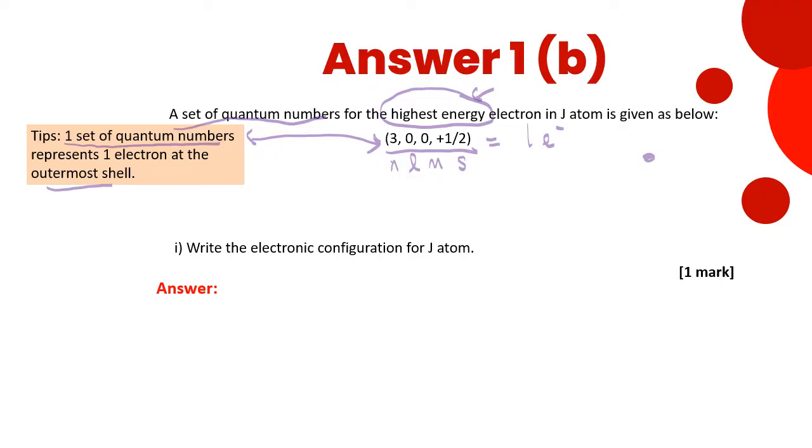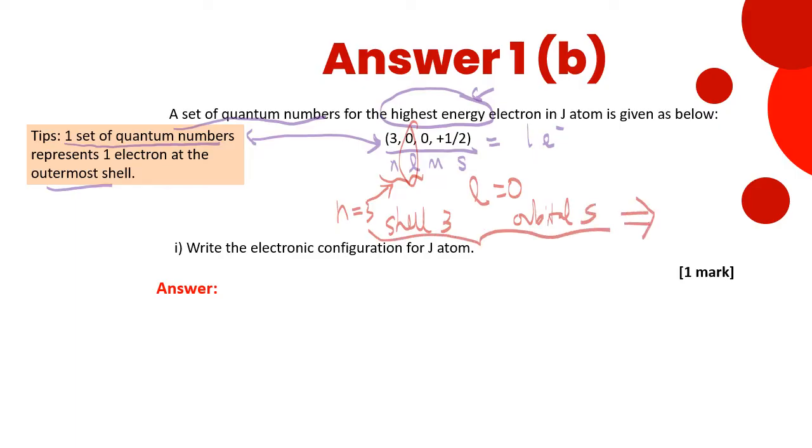The further an electron is from a nucleus, the higher its energy. Now, where is this electron? We can see from here that n and l will tell us the orbital. n equal to 3 means it is in shell number 3, and l equal to 0 tells us this is an s orbital. Combining these two pieces of information, this electron is located in orbital 3s.